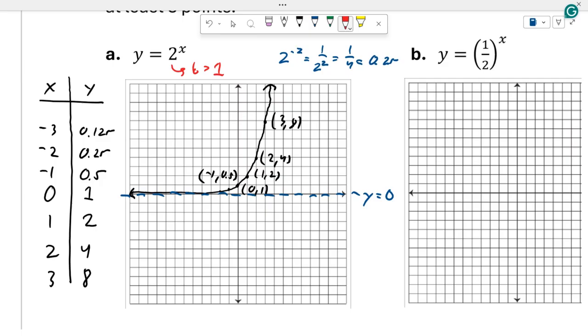Because my base is larger than 1, as I go to the right, eventually my graph is going to increase very rapidly. And then as I go to the left, it's going to approach some horizontal asymptote. In this case, it was y equals 0 because there is no vertical shift. If there was a vertical shift, like 2 to the x plus 5 or something like that, then the horizontal asymptote would be y equals 5.